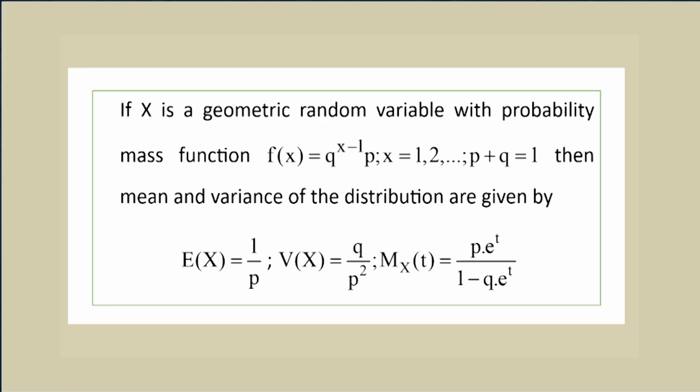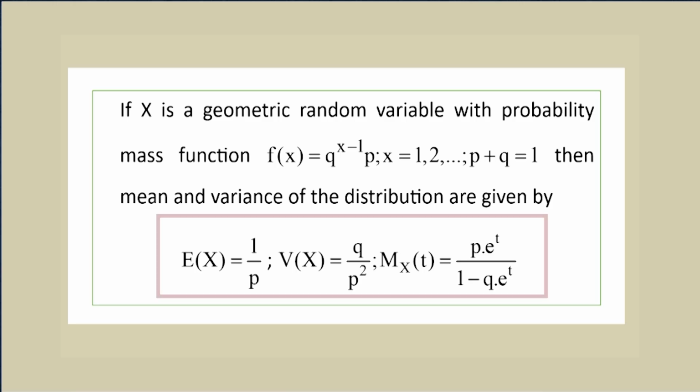If x is a geometric random variable with probability mass function f of x is equal to q power x minus 1 p, where x is equal to 1, 2, 3, etc., and p plus q is equal to 1, then the mean and variance of the distribution are given by expectation of x is equal to 1 divided by p, variance of x is equal to q divided by p square, and M x of t is equal to p e power t divided by 1 minus q e power t.